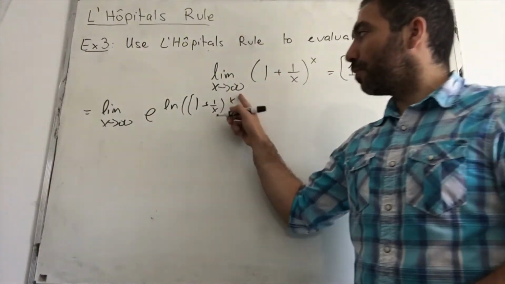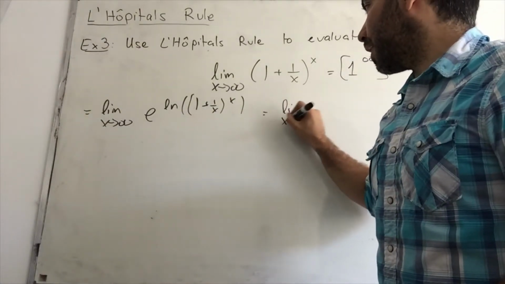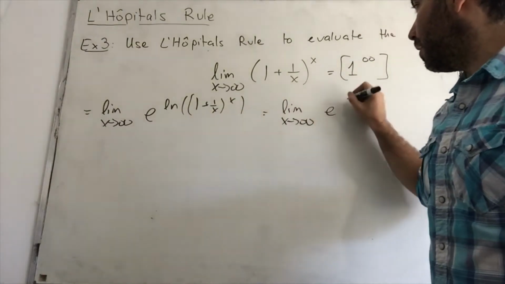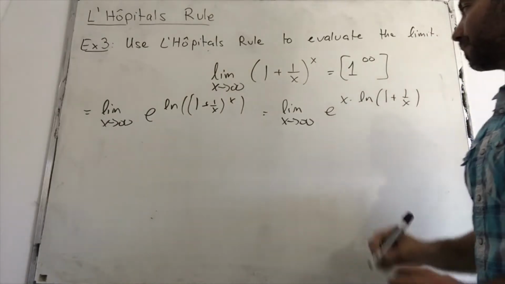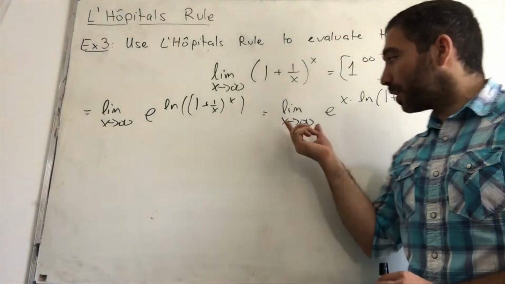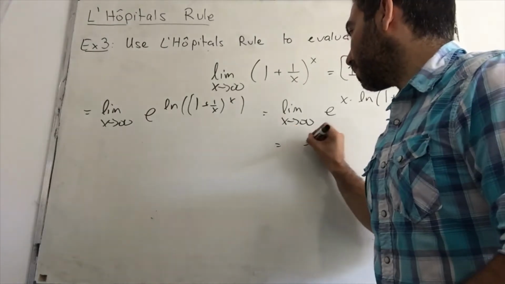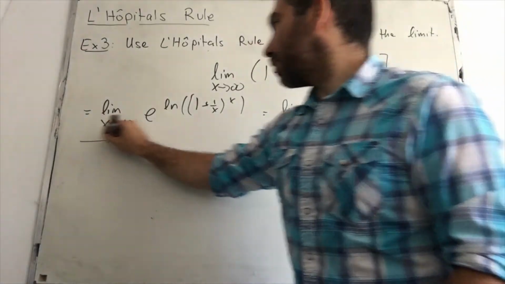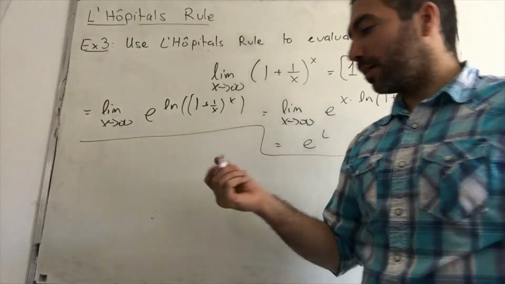And now we use the property where we drop the exponent in the front, giving us the limit as x tends to infinity of e to the x times ln of 1 plus 1 over x. Again, e is continuous, so we're going to focus on the limit of what's in the exponent, and we'll call that e to the L. So this is our side work. We'll come back to this later. Let's focus on the exponent L.